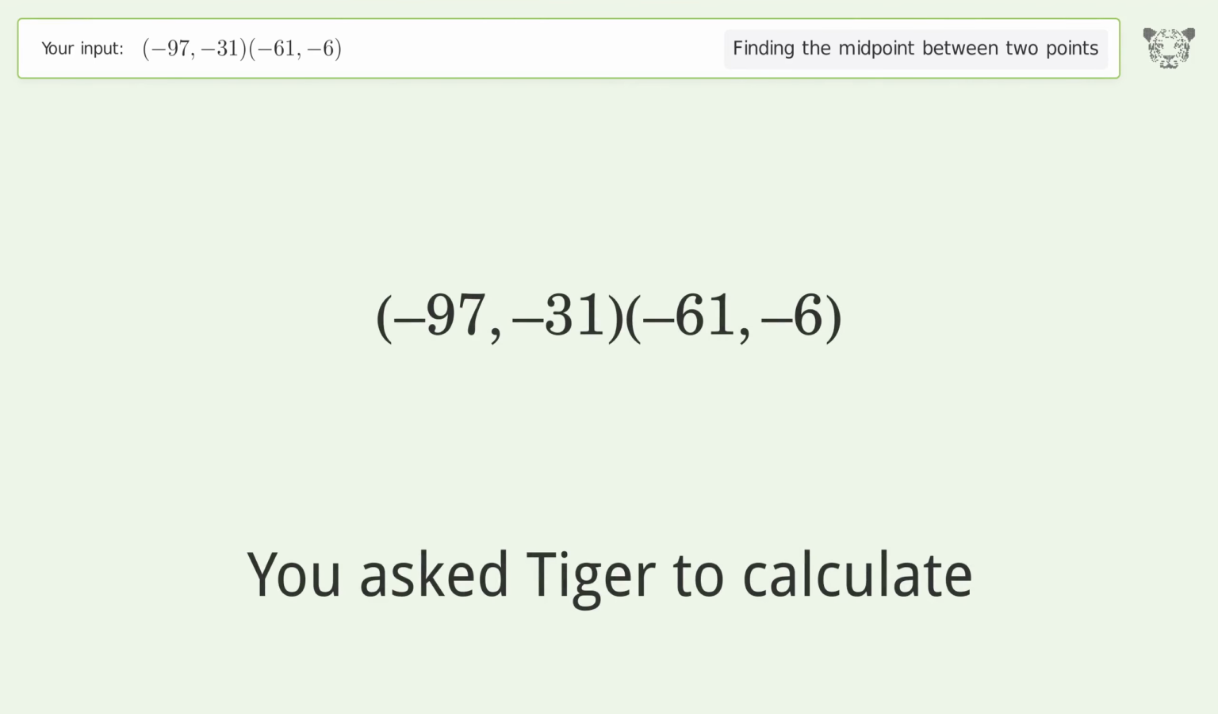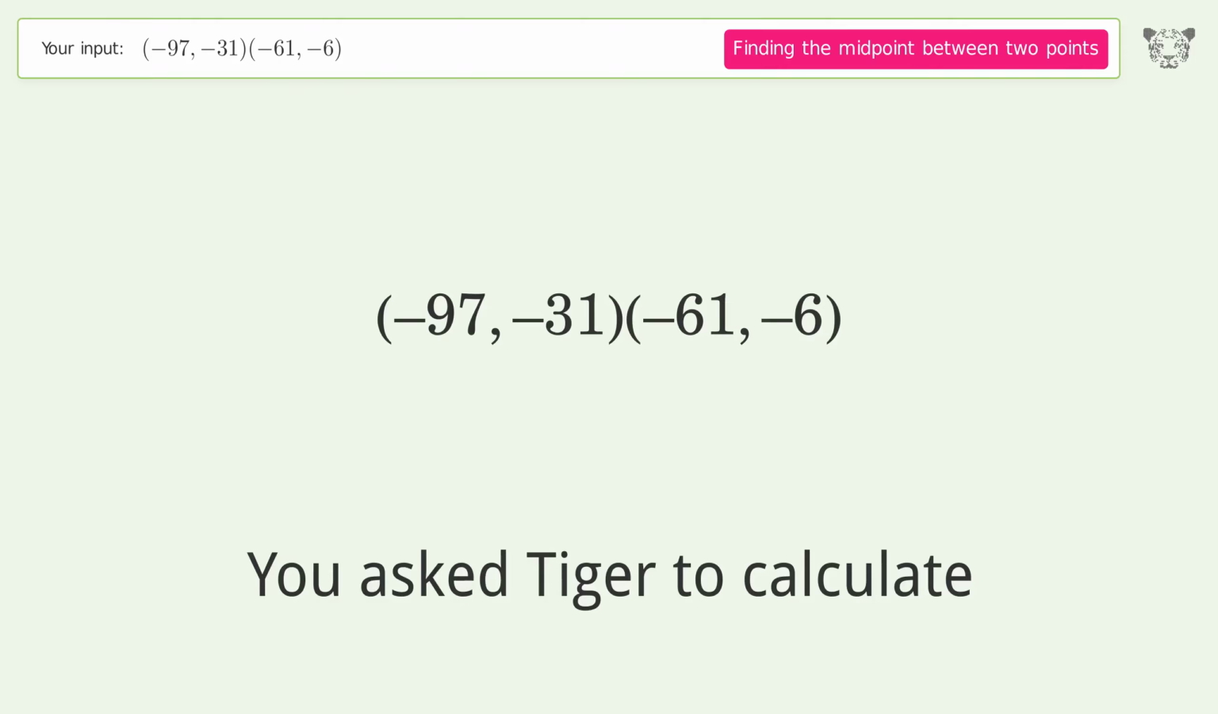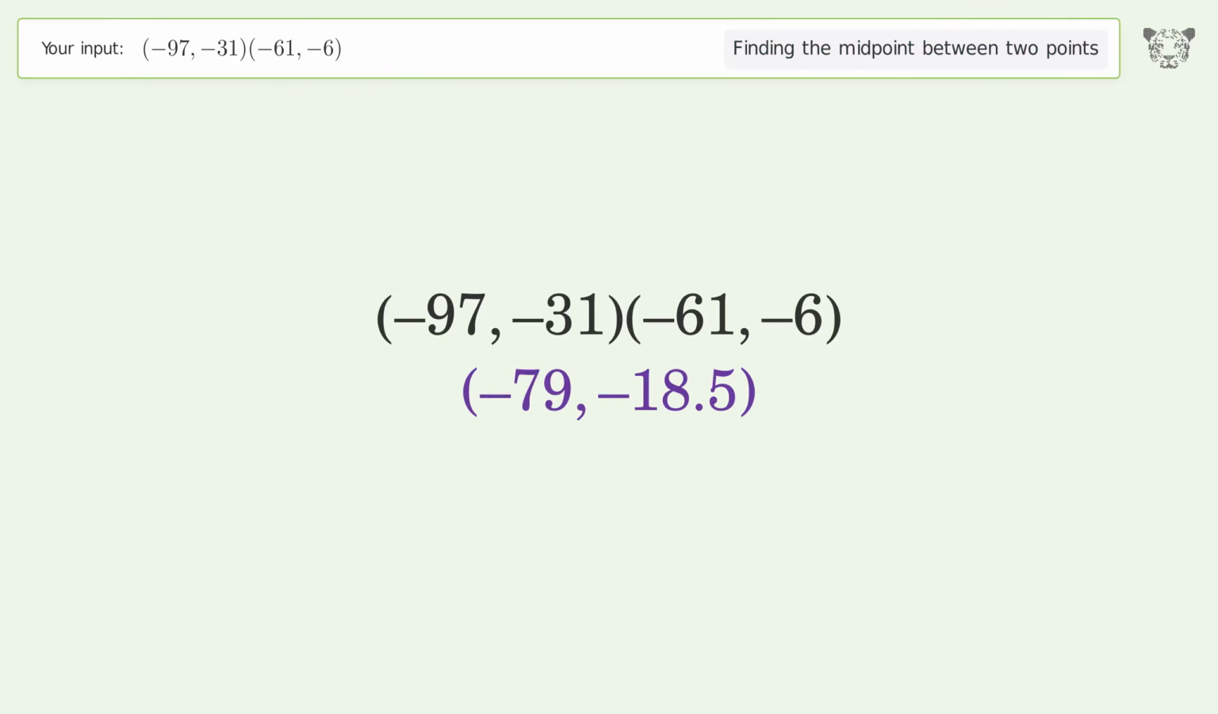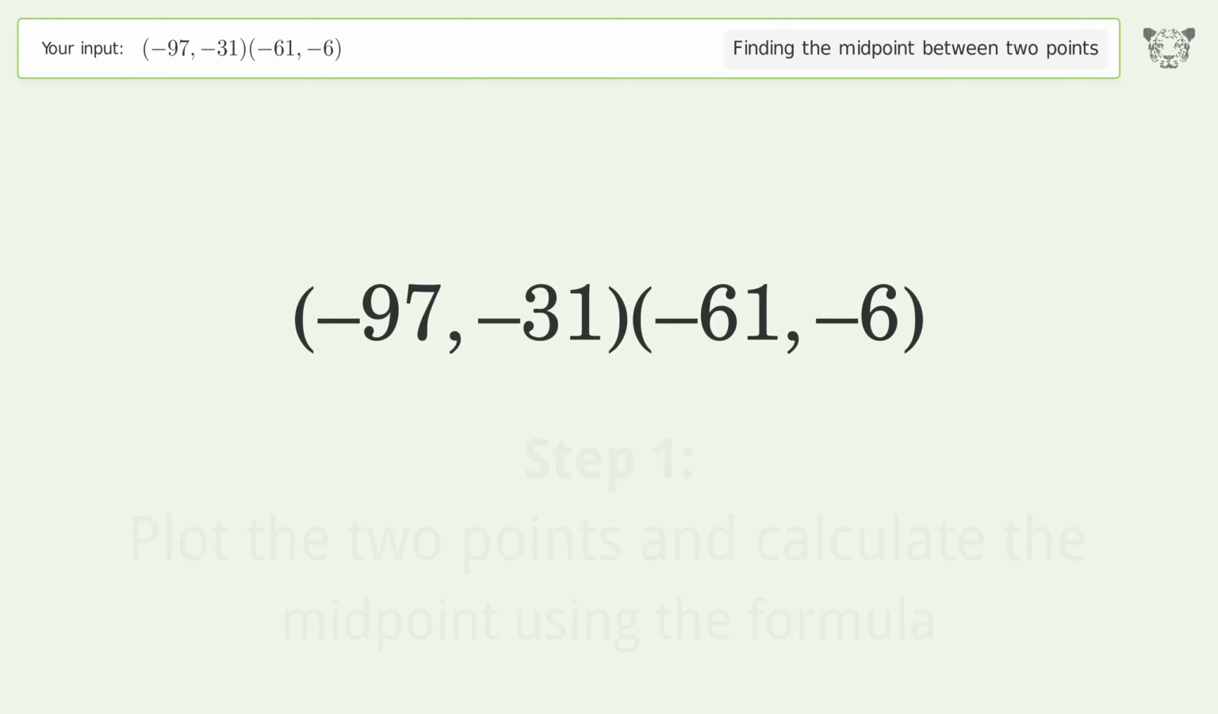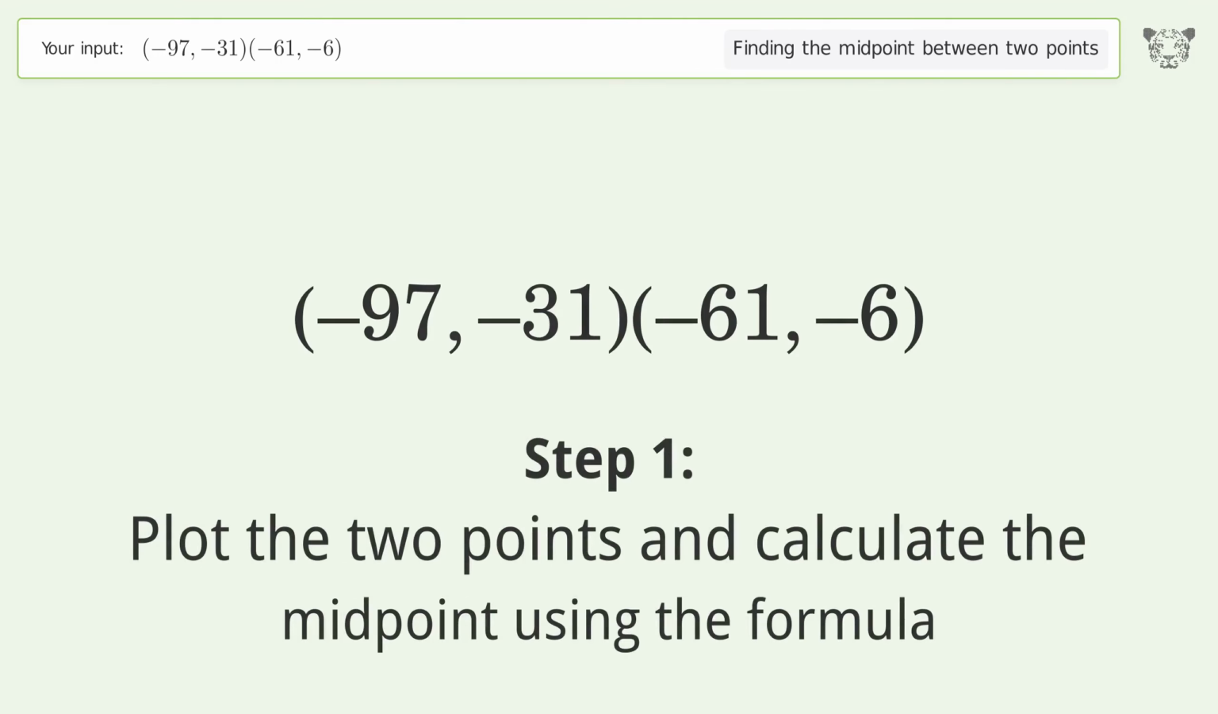You ask Tiger to calculate. This deals with finding the midpoint between 2 points. The midpoint between the 2 points is -79, -18.5. Let's solve it step by step. Plot the 2 points and calculate the midpoint using the formula.